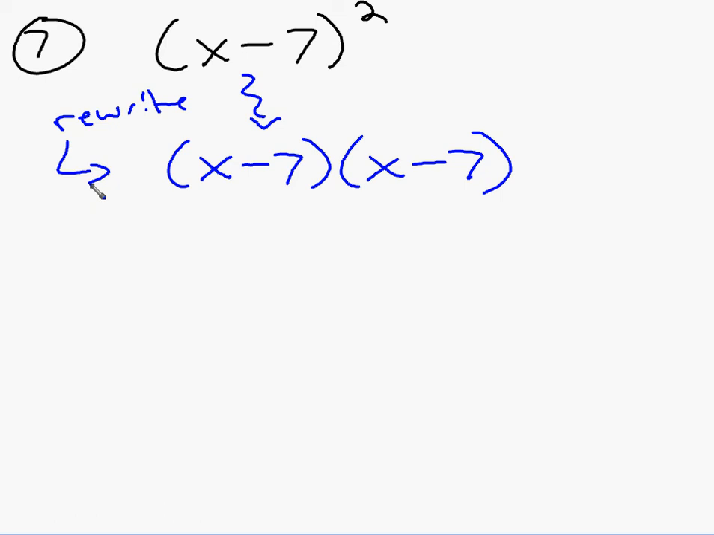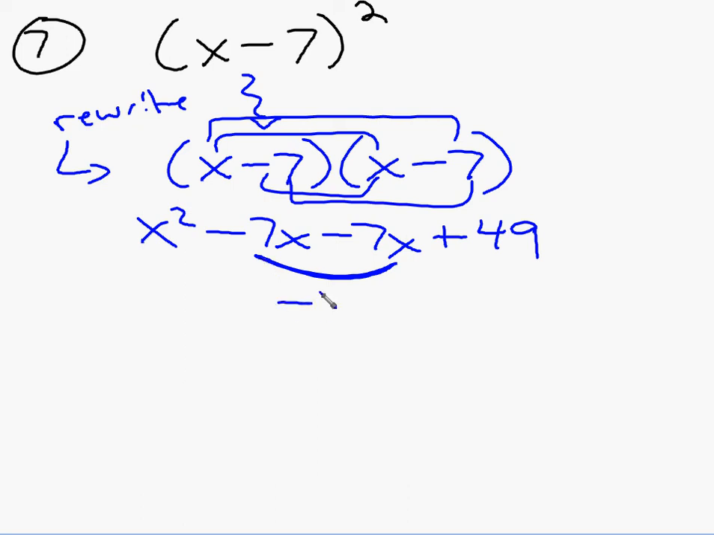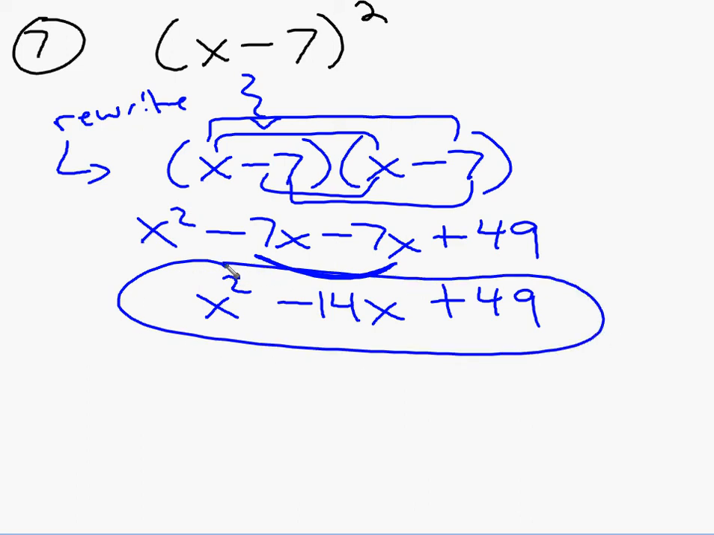So then I would do x times x, which is x squared. I do the outside terms, minus 7x, inside terms, minus 7x, the last terms, plus 49. Combine my two middle terms. Those two will not go away. Those two are going to become negative 14x. So I have x squared minus 14x plus 49. And that is my final answer on that problem, and we will stop there for today.